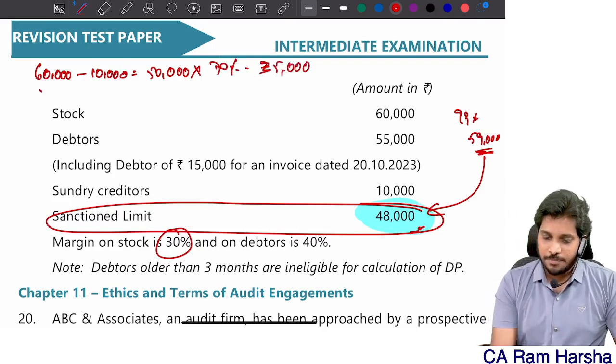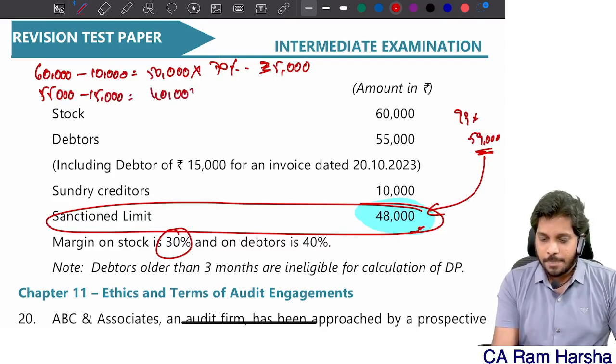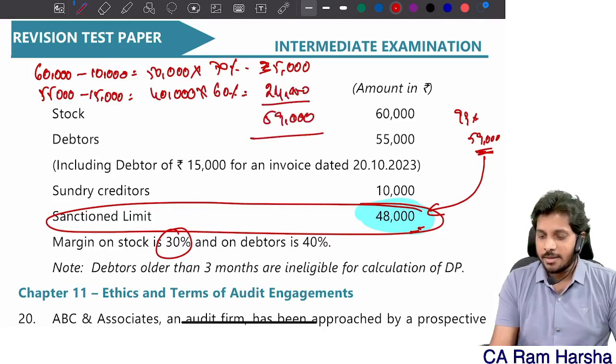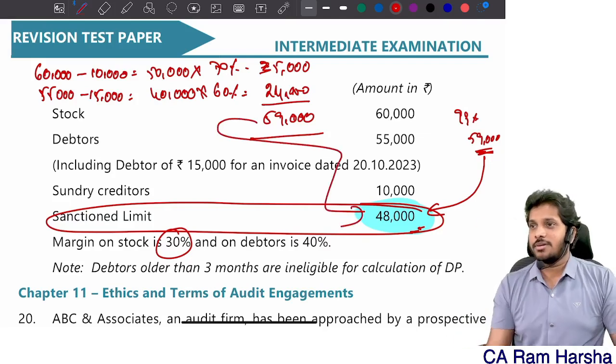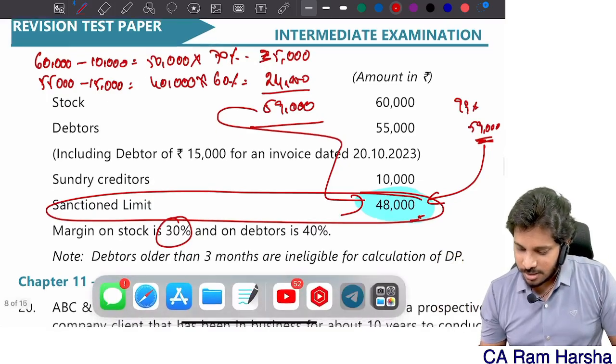Debtors, how much? 55,000 minus 15,000 is 40, into 60% eligible. Correct? Restricted to that. That's it. Look at the answer. I hope it's not wrong.